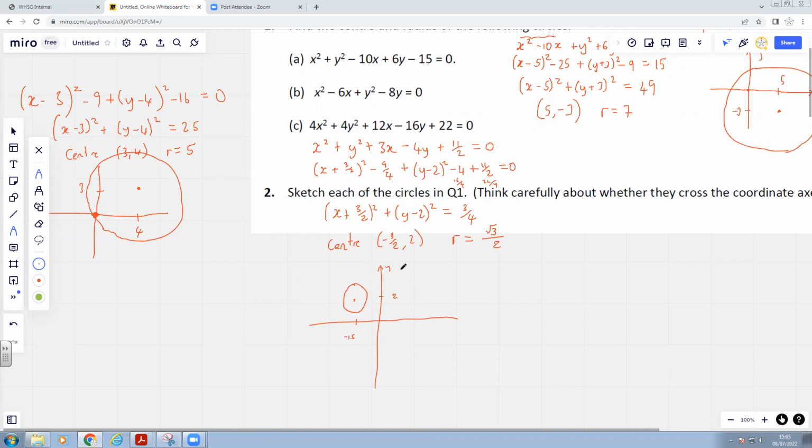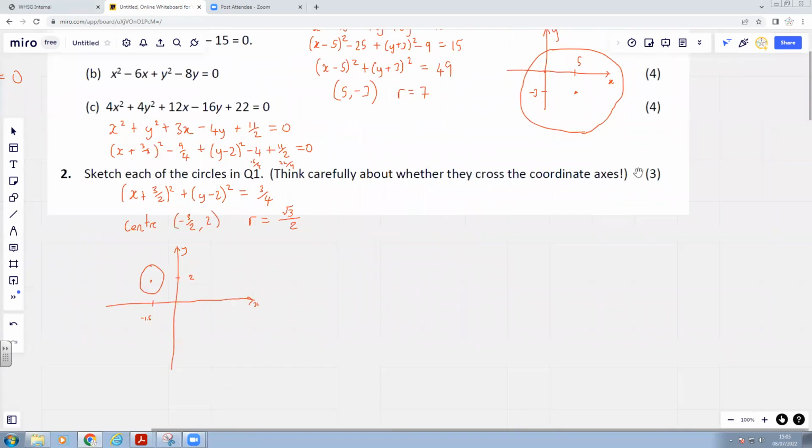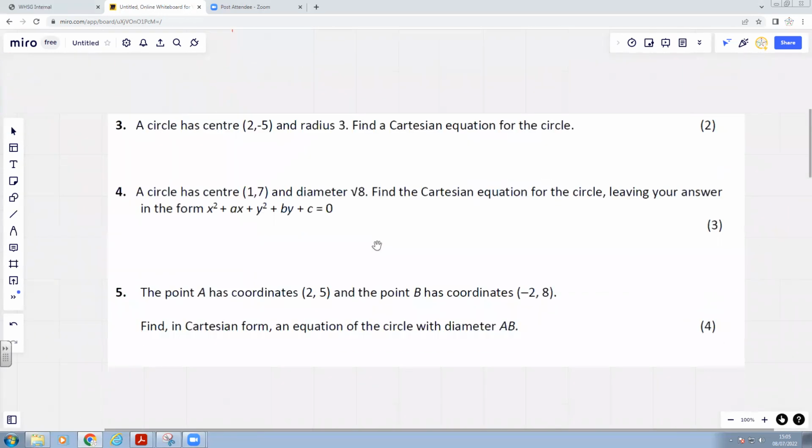Put your x and y on. Oops, I didn't on the last one. Bad, Mr. Nichols. There we go. X and y. So that was the first question. The diagrams are normally where people lose marks in these ones. It's just the odd mark, but do think about it.